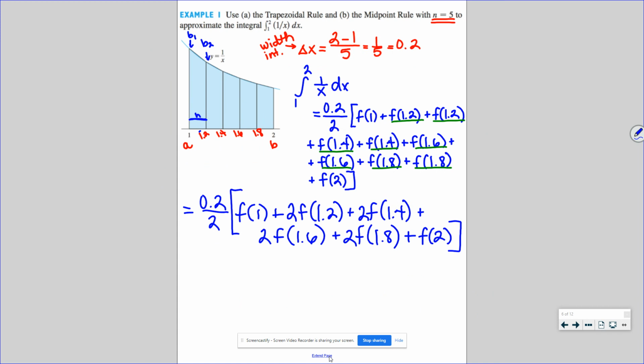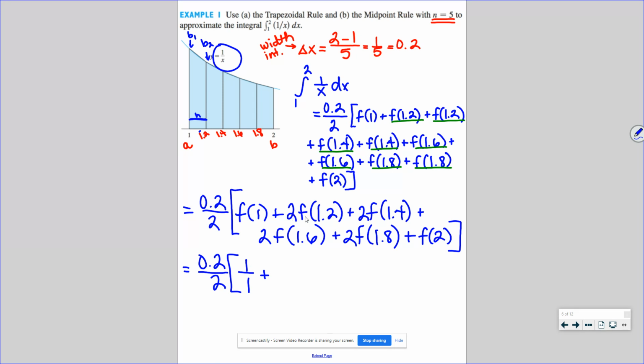All right, next step would be to figure out what all these function values are, which in this case, you do have an equation that shows the function. It is 1 over x. So if I want to find f of 1, I'm going to plug 1 in place of x in that function. So it'd be 1 over 1, which is just 1.